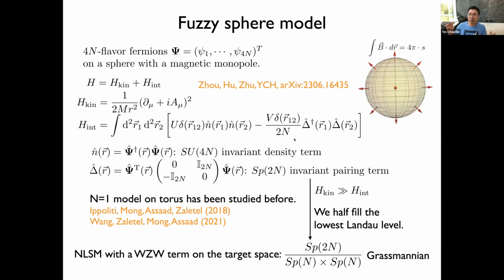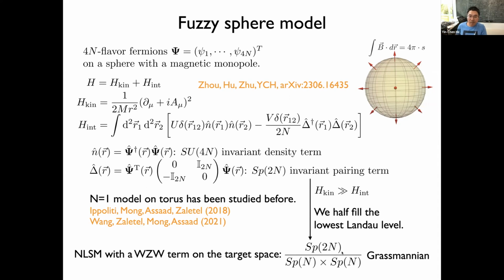And the second term is a pairing interaction, where the pairing term looks like this form. People who are familiar with the symplectic group could quickly realize that this pairing term is an Sp(2N) invariant term. Without this pairing term, we would have a model with SU(4N) symmetry. But this pairing term breaks the symmetry down to the Sp(2N) symmetry, which is the global symmetry of this Sp(2N) Grassmannian. And for N equals 1, that's really just SO(5) deconfined criticality.